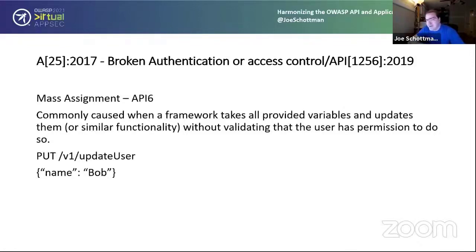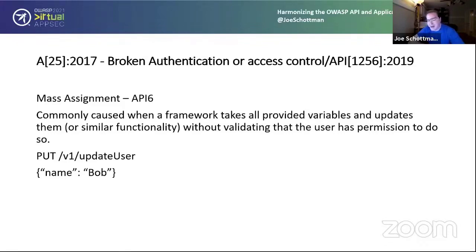There's one that's kind of covered by both of those, but it's specifically called out as API risk number 6, so I'm going to cover it a little bit more in detail. That's mass assignment. Commonly you've got a framework that will take any user-supplied variable and put it into an update, even if they're not supposed to have the ability to do it.